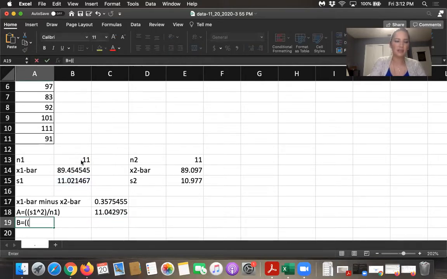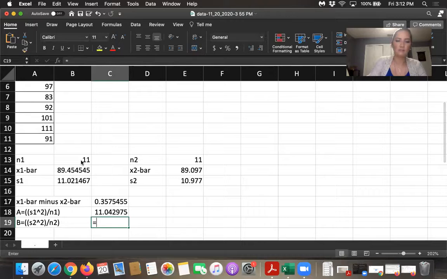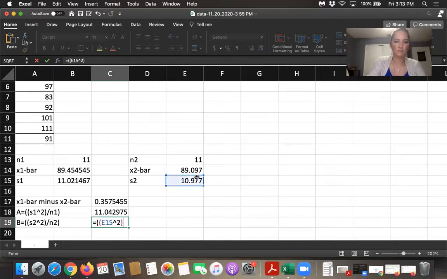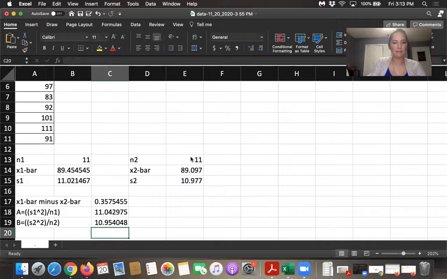B looks just like that, but instead of using the sample statistics for the first group, we're going to use the sample statistics for the second group. So we'll take this standard deviation, we'll square it. Oops, I'll open parentheses for that. And then we'll divide by the sample size, close parentheses, and we get that.